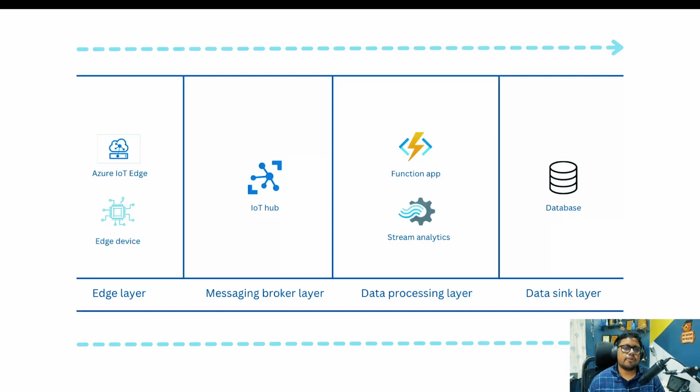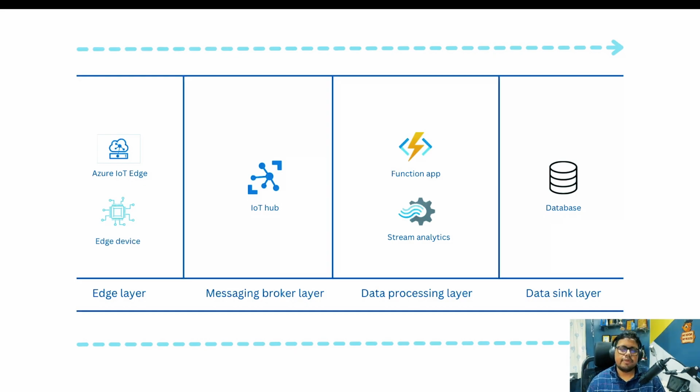The third layer is the data processing layer, or the business logic layer, where we are going to use either a function app or a Stream Analytics service. This is where all the business logic goes, and all of this runs on the cloud. The last part of this pipeline is the data sink layer, where you actually save the data that you're receiving, and you can have any kind of hosted database.